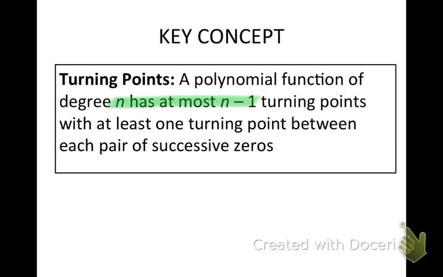Okay? All right, because I think there's a few questions. There's 2 questions on your homework that just ask how many turning points are going to be on the graph, and that's all you're going to do. Determine the maximum number of turning points of each graph.